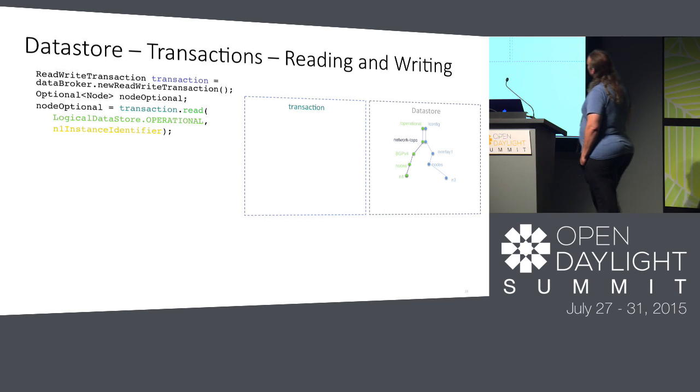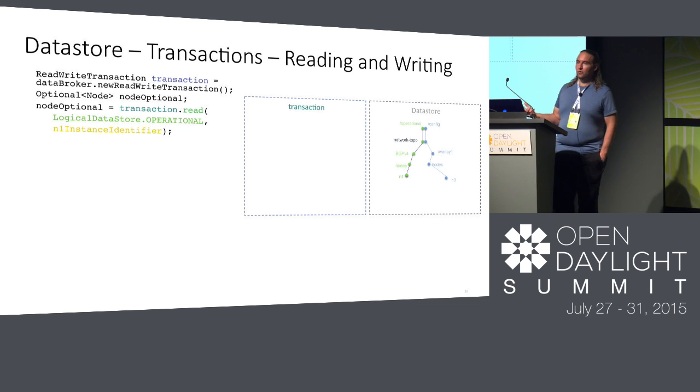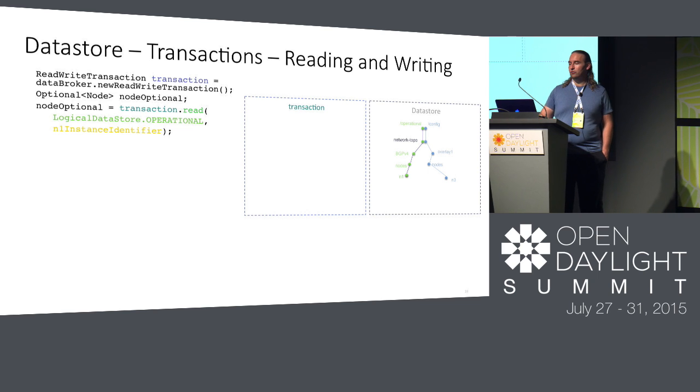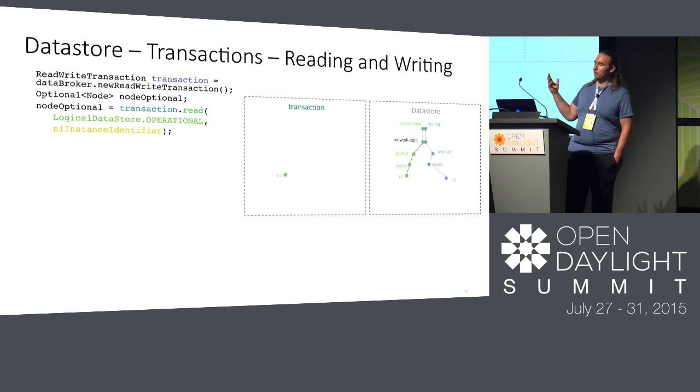So we have an optional for a given node in topology, for example, and we can do a transaction to read from the operational data store a particular instance identifier. So we do that read. So we do a read for N1, it comes into the transaction.